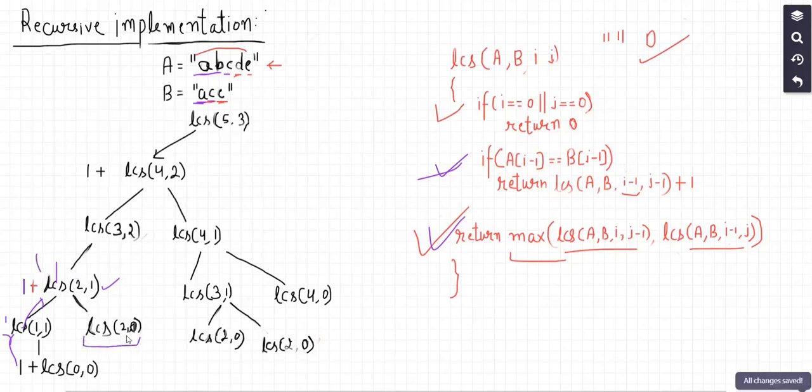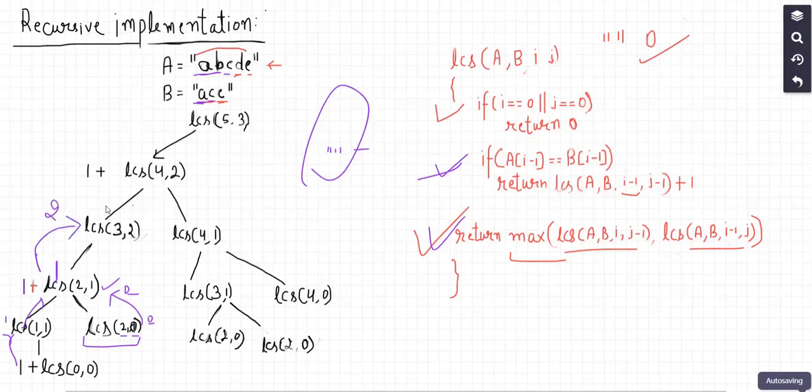Okay, so notice that LCS 2 0 will return me 0 because the LCS for a string of length 2 versus a string of length 0 is 0. Because we know that empty string versus non-empty string, the LCS is 0. So this will return me 0, this is returning me 1. So max of 0 and 1 is 1. So that's why I end up with 1 here. 1 plus 1 is 2. So this is returning me 2. So this function will return 2 here.